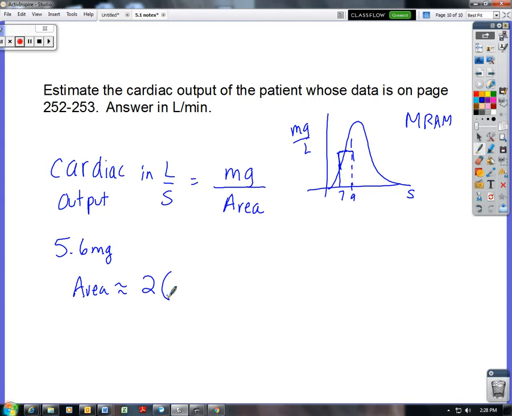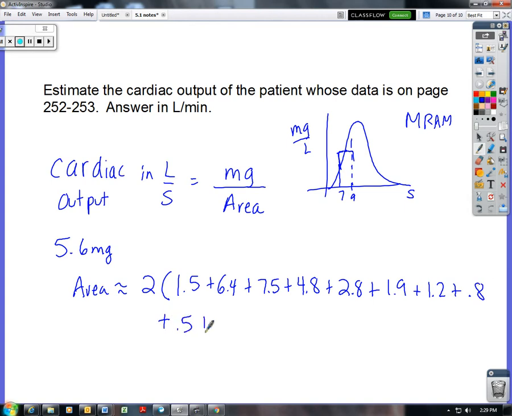I think the first one is about 1.5, and the next one about 6.4, and then 7.5, 4.8, 2.8, and these are the heights of each of the little red rectangles. Next one is 1.9, 1.2, 0.8, 0.5, 0.3, 0.2, and that last one is really small at about, let's just say 0.1.